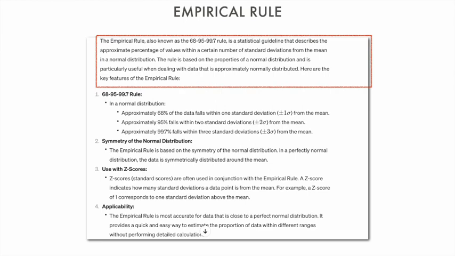Applicability: the empirical rule is most accurate for data that is close to a perfect normal distribution. It provides a quick and easy way to estimate the proportion of data within the different ranges without performing detailed calculations.